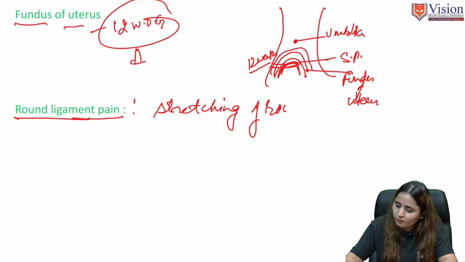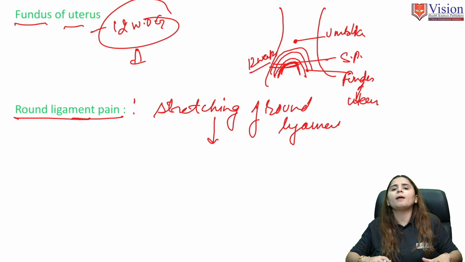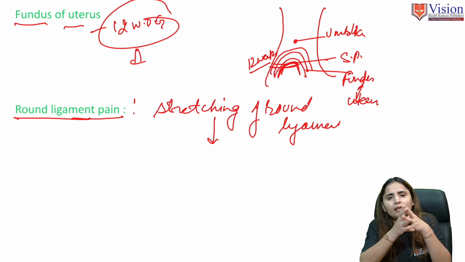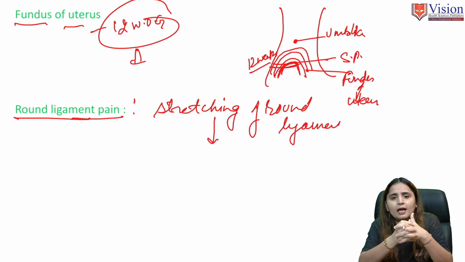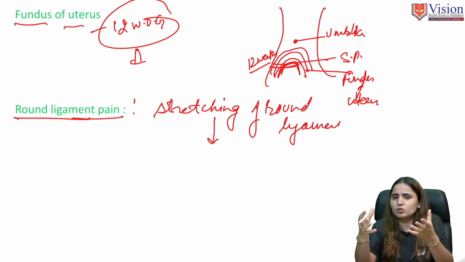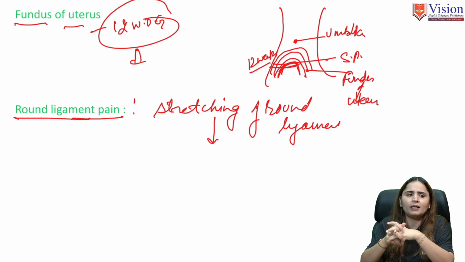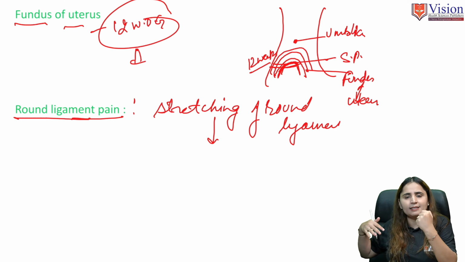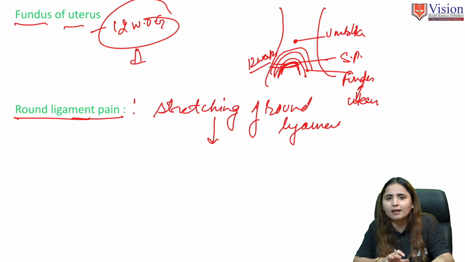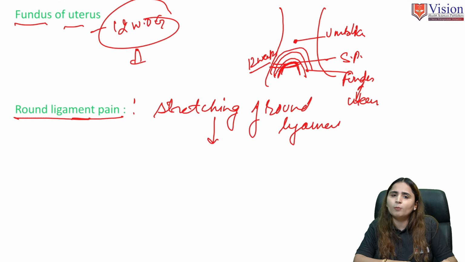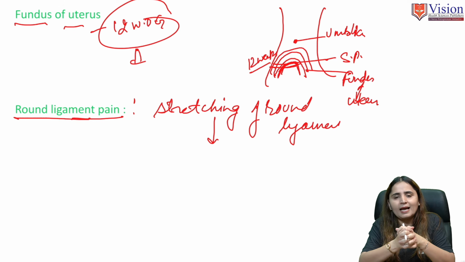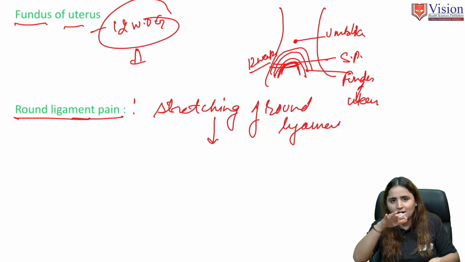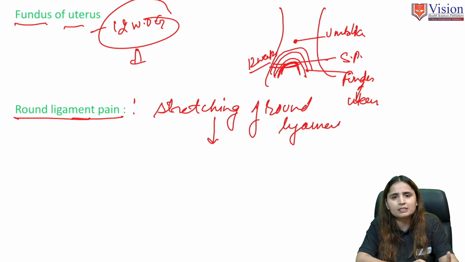So a stretching of the round ligament happens, and this stretching leads to unilateral pain which radiates towards the groin area. Mother will say that usually in the second trimester, mother will complain that pain is happening on this side of my abdomen, it is radiating towards the thigh. So counsel her, this is a normal pain which happens due to the stretching of the round ligament. As the fundus of the uterus is getting elongated, it will lead to this pain.